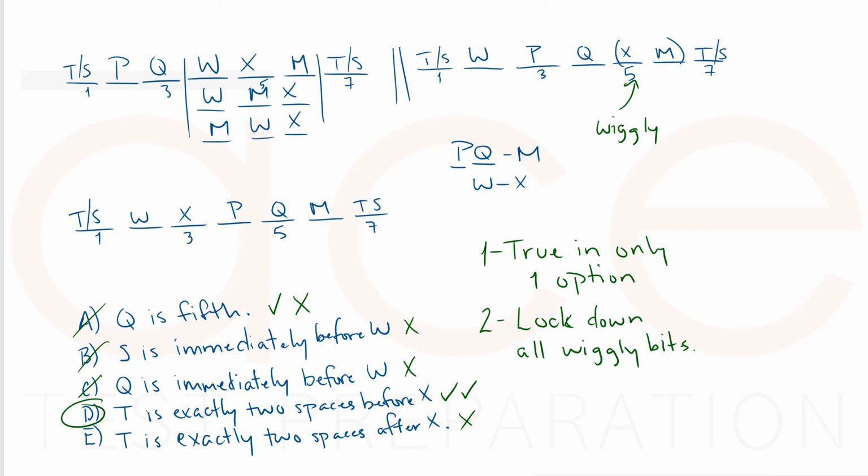When it's saying what will guarantee all the positions, or what would allow only one option, or what makes it so everything is known, the way that we're going to answer that is simply by checking those two things. Is it true in only one option? And does it lock down all the wiggly bits? So with that, hopefully you can do a little better on those.